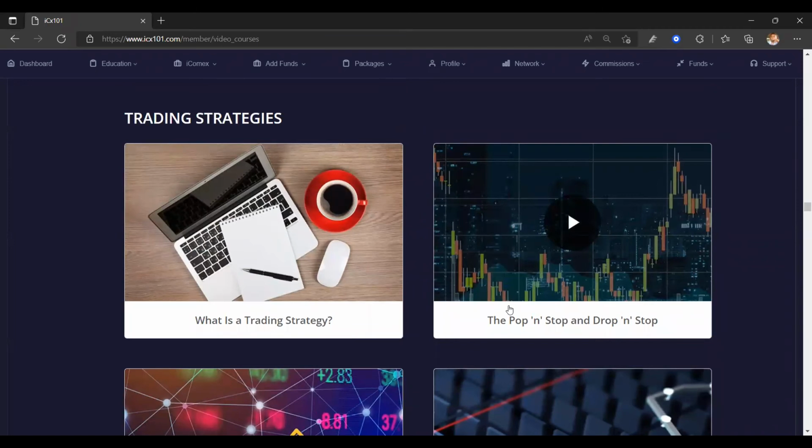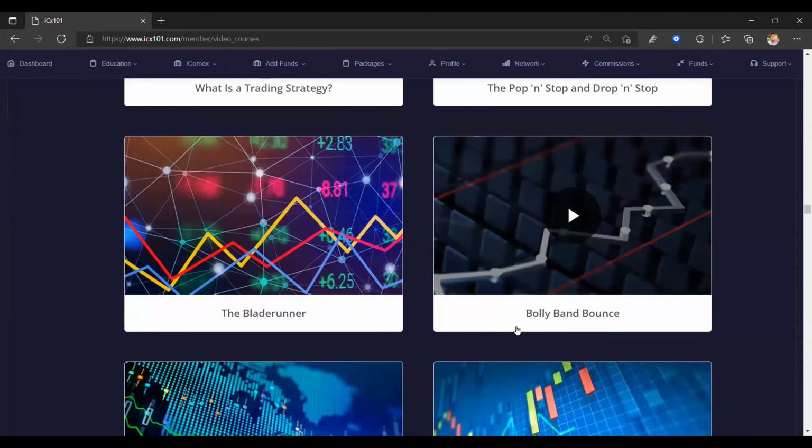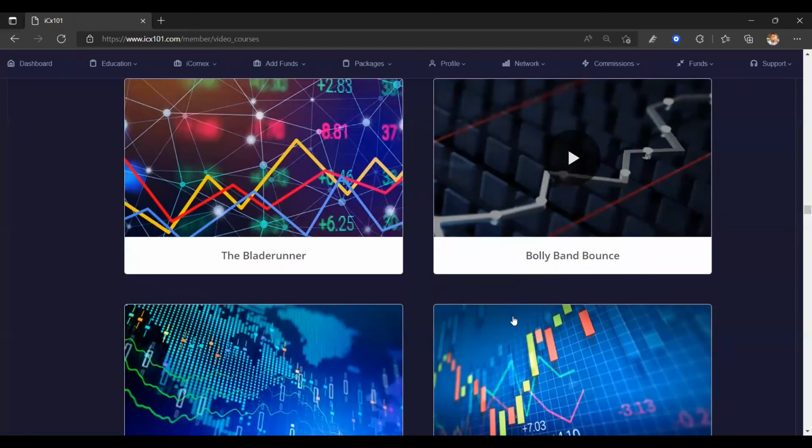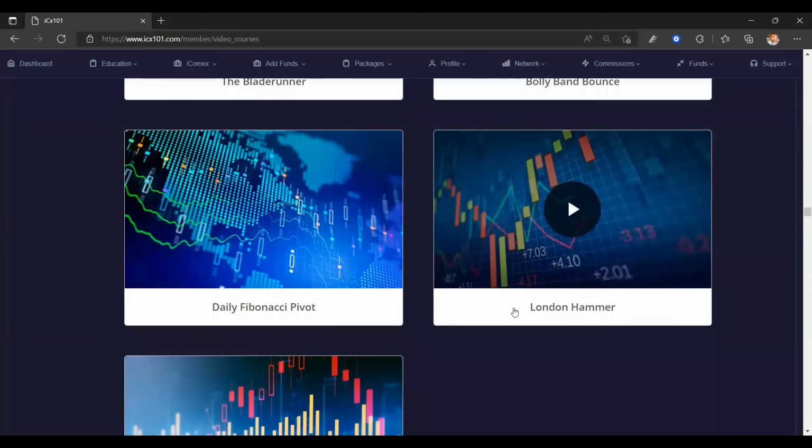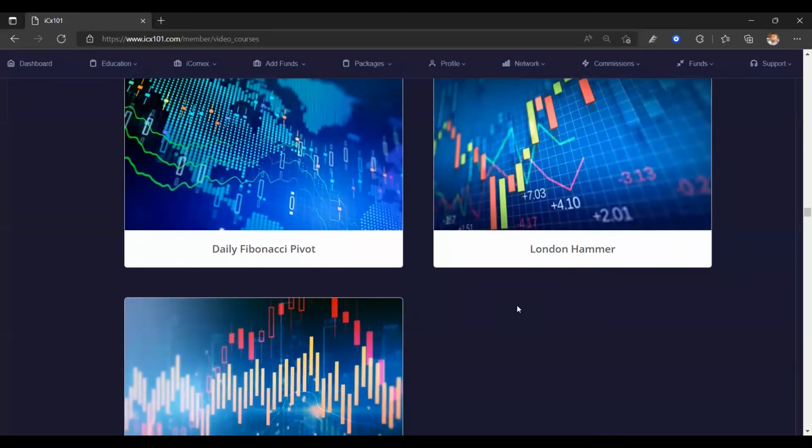Trading strategies: the pop and stop and drop and stop, the blade runner, the Bollinger band bounce, daily Fibonacci pivot, the London hammer. The London hammer, we use it in trading by session. That one is mostly for my VIP people.